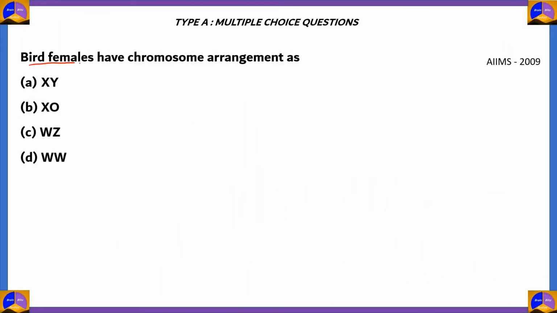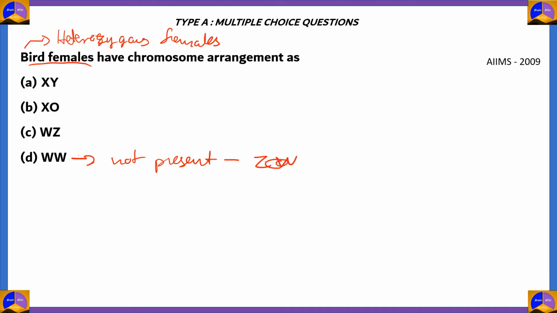Next question. Bird females have the chromosome arrangement as A, XY, B, XO, C, WZ, D, WW. So birds have heterozygous females. So with that, let's look at our options. Option D, WW. This is not present. The only one that's present is ZZ, which denotes the males.